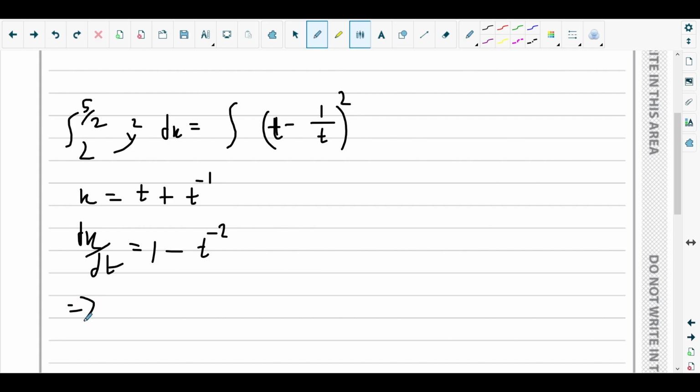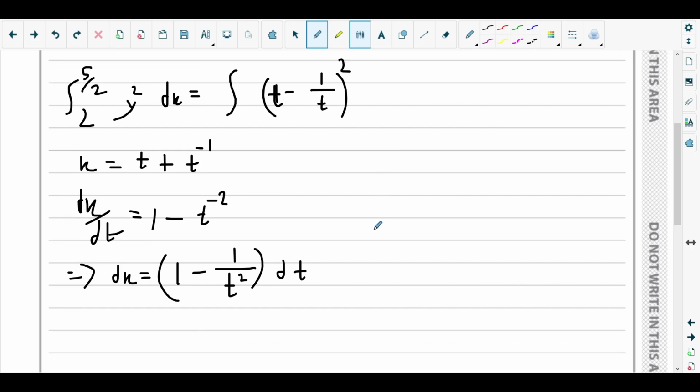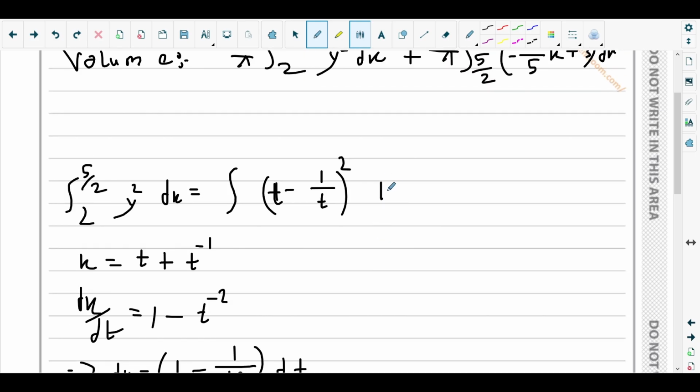So what can we write? Make dx the subject. You will get 1 minus 1 over t squared dt. So we got the substitute for dx, so we will just put it here. So what will you get? 1 minus 1 over t squared times dt. Fine.